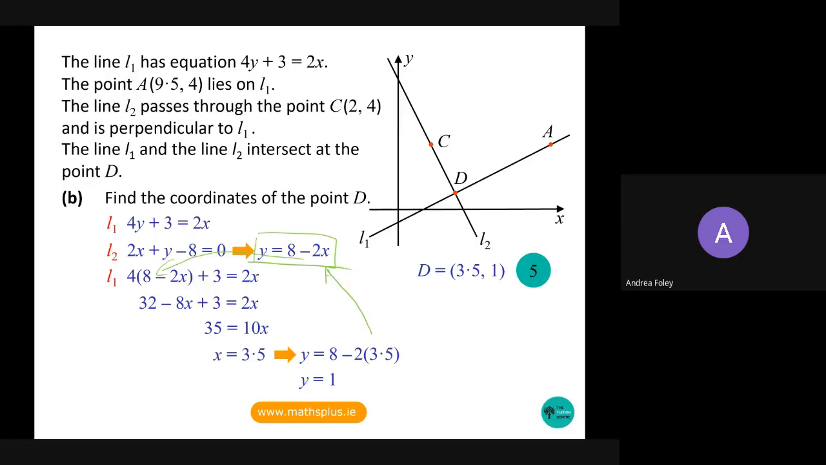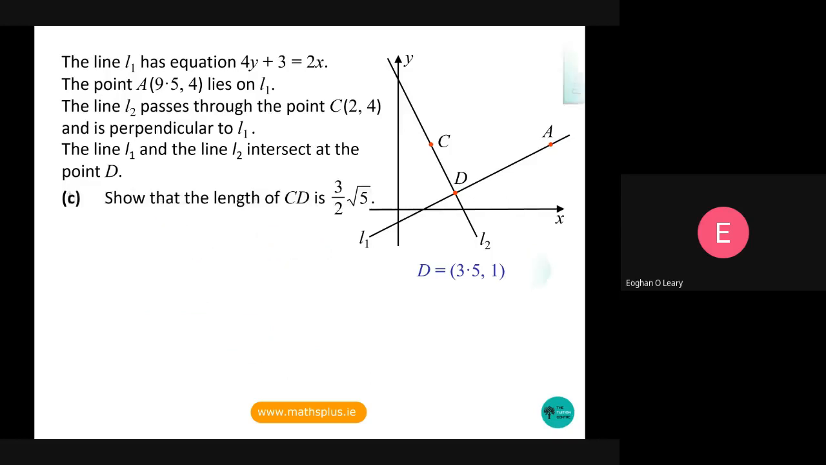We are looking for you to attempt to isolate x to be able to find the x value. You don't need to get as far as getting the x value correct to get the partial credit here, but an attempt to do that, so isolating y and substituting it in. That would get you the partial credit here for 3 marks. So we have our point D as 3.5, 1. Is that going to be needed for us in the next part?